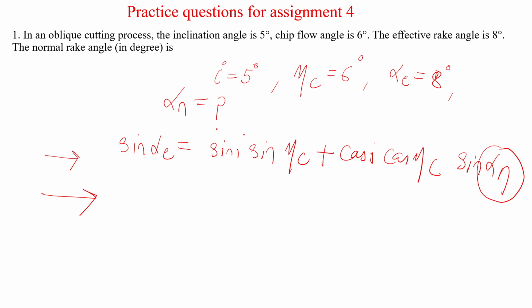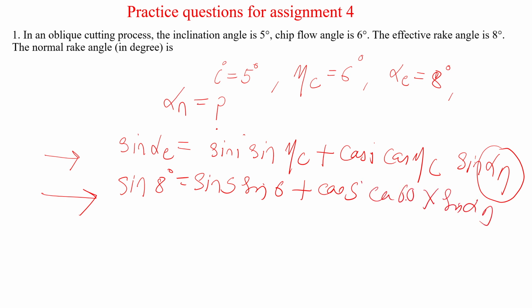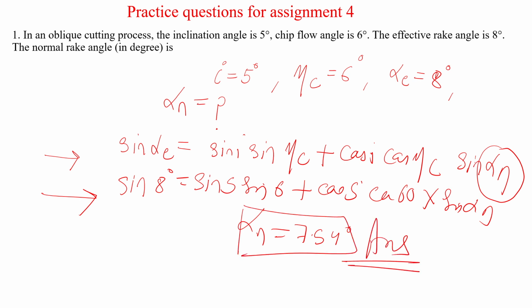Sir, answer is 7.54. Very good. So what we have done here, we have just put the values. Sine of 8 degrees is equal to sine of 5 into sine of 6 plus cos of 5 into cos of 6 into sine alpha N. So on solving, the alpha N value is how much you got? 7.54, right? This is absolutely right. 7.54. Okay, can we move to next question?